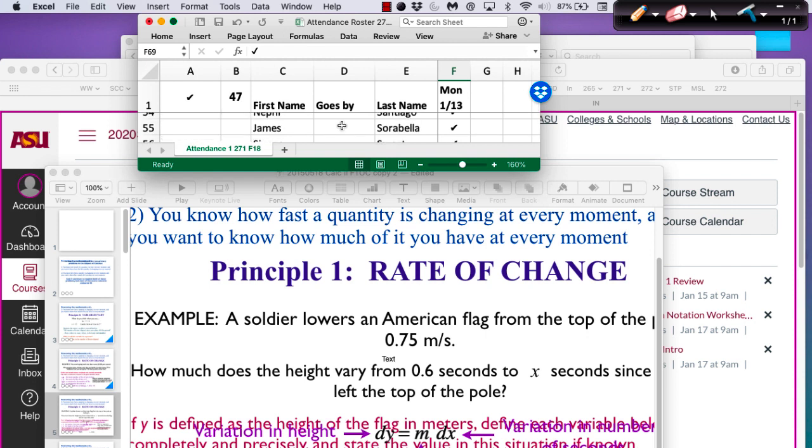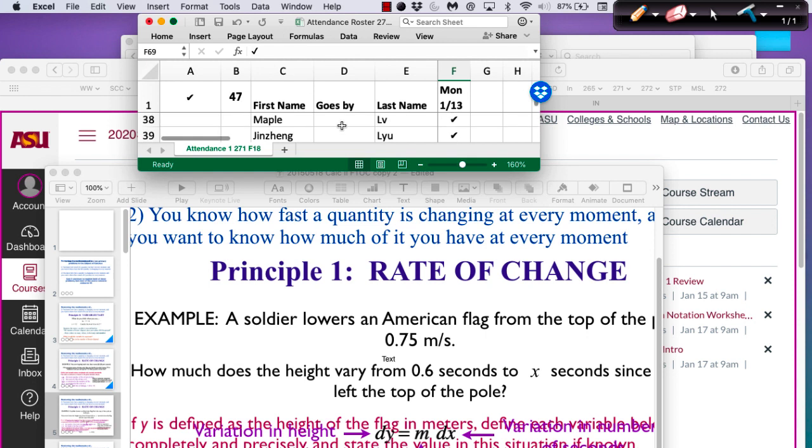James Sorbel. Variations in seconds. Some variation in seconds, right? In this situation, from such and such a time to such and such a time. But then it's how much it changed, right? How much x varied. Okay? What about dy? So we know y is the height of the flag. What about dy? Phoenix? Variation of the height of the flag.